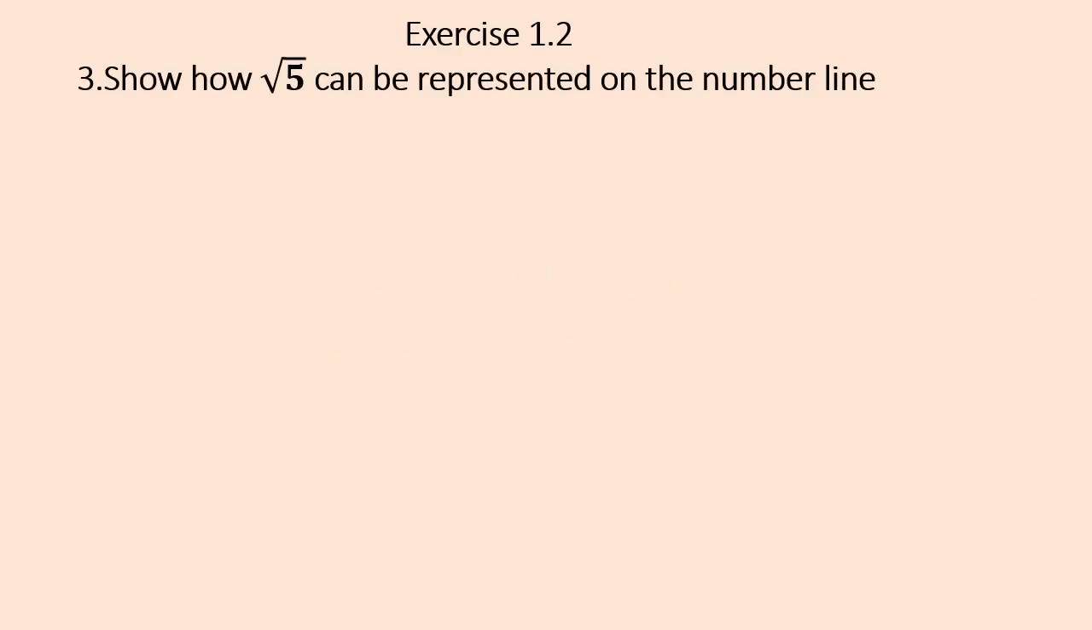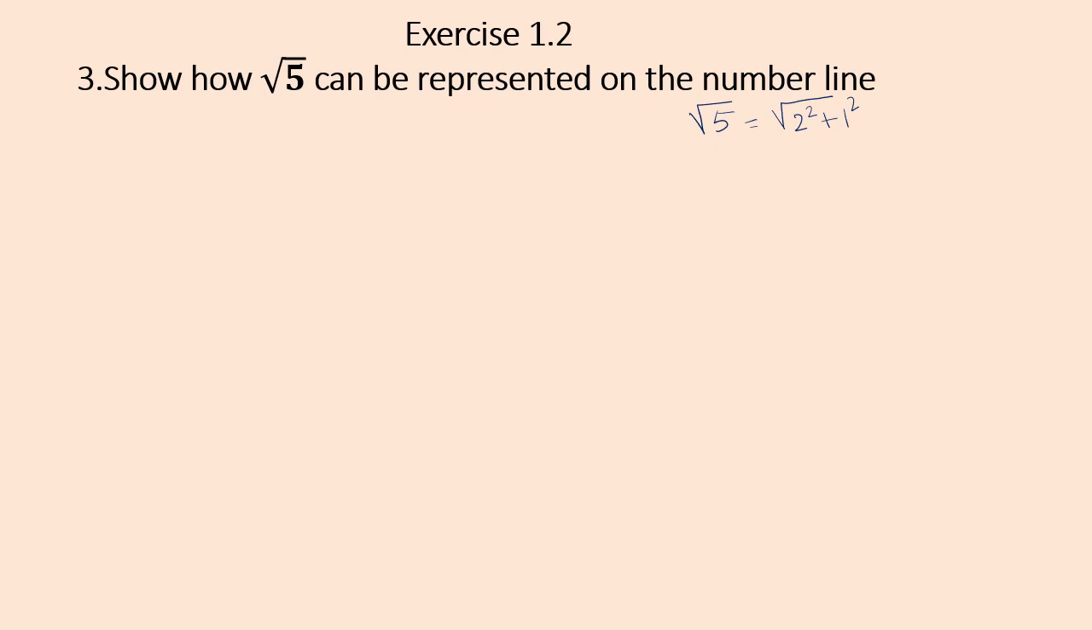Moving to exercise 1.2, question number 3. Show how root 5 can be represented on the number line. Whenever you are representing irrational numbers on the number line, the first step is you have to take the given irrational number as a sum of squares of any two numbers. That is, root 5 you have to represent by sum of squares of two numbers. That is, 2 square, that is 4, plus 1 square, that is 1. So 4 plus 1, that is root 5.